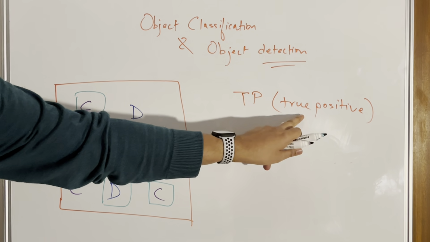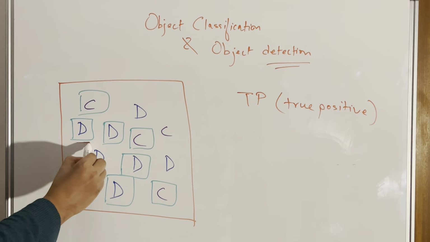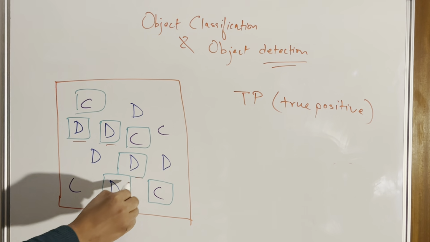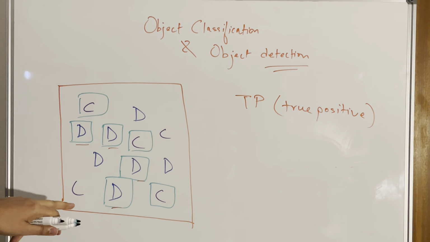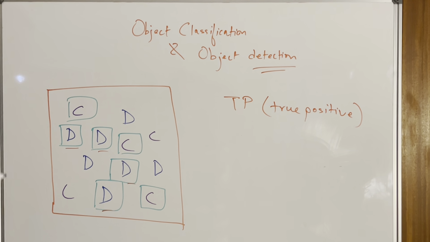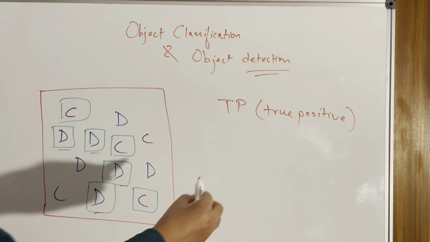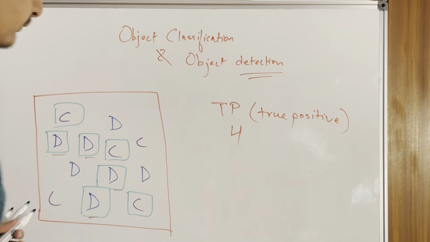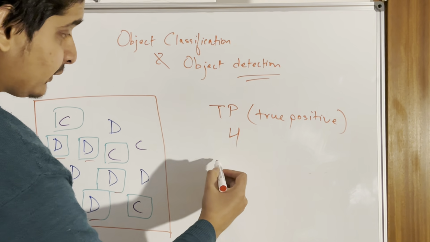Now, what is a true positive? These detections, this one, this one, this one, and this one, these were actually dogs and they got identified also as dogs. So they are true positives. How many true positives do we have over here? We have 4. Now there is something called a false positive.